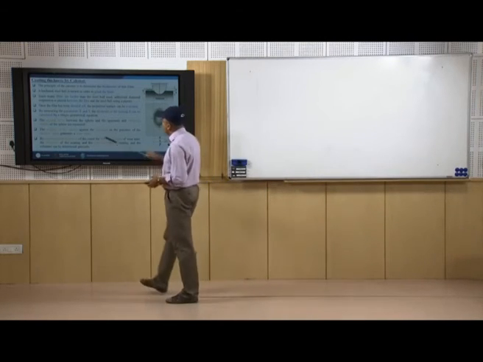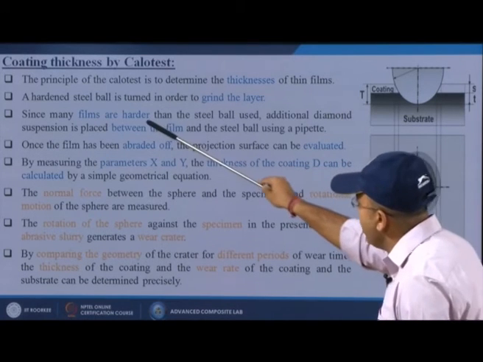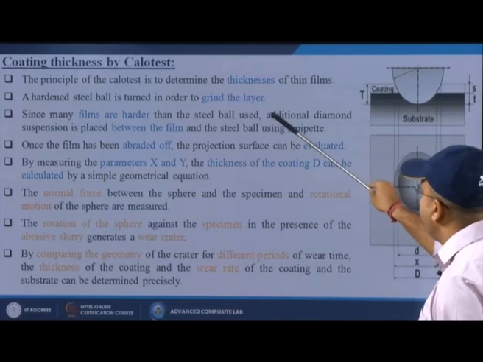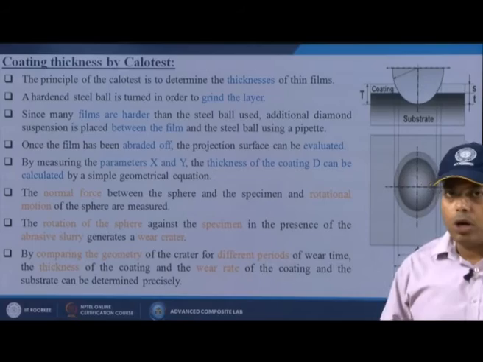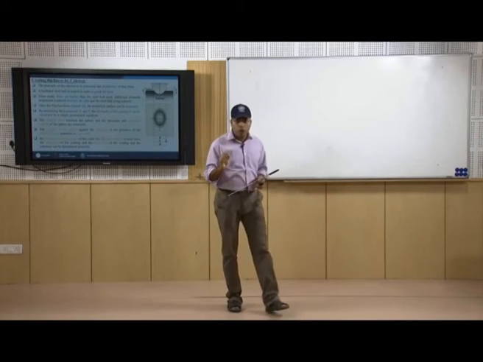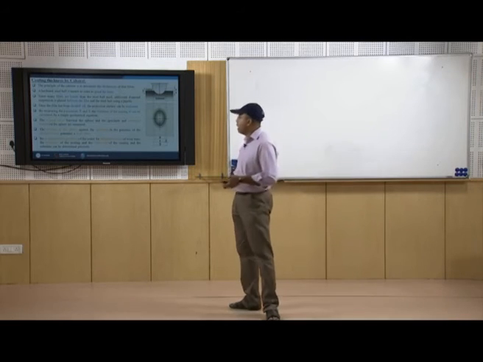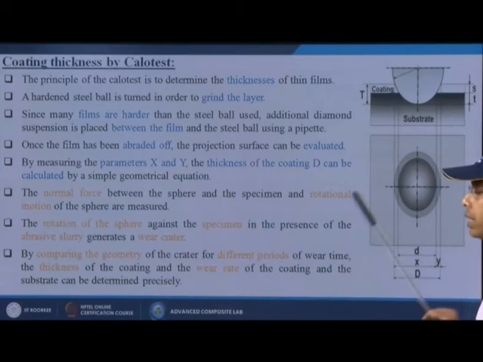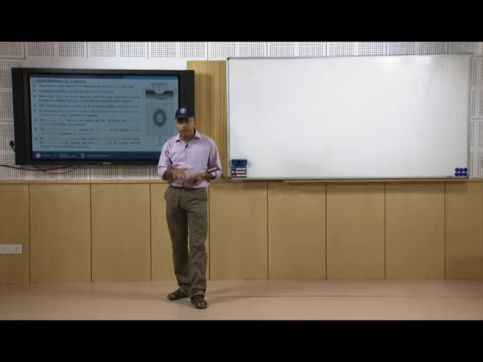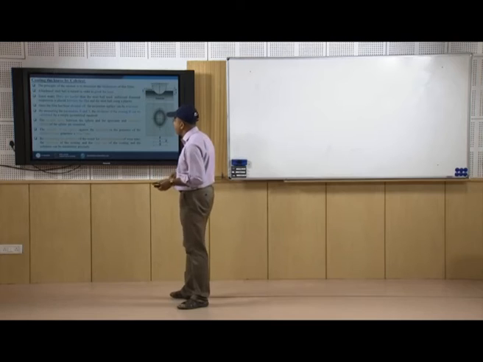The principle of the Calo test is to determine the thickness of thin films. A hardened steel ball is turned in order to grind the layer. Actually, this is the surface, and there is one ball, like a ball bearing or a small ball, which we put onto the substrate, then we rotate it under high pressure on that substrate, so that the ball gives an impact onto the substrate itself, and we can easily measure the thickness of that particular coating on the substrate.